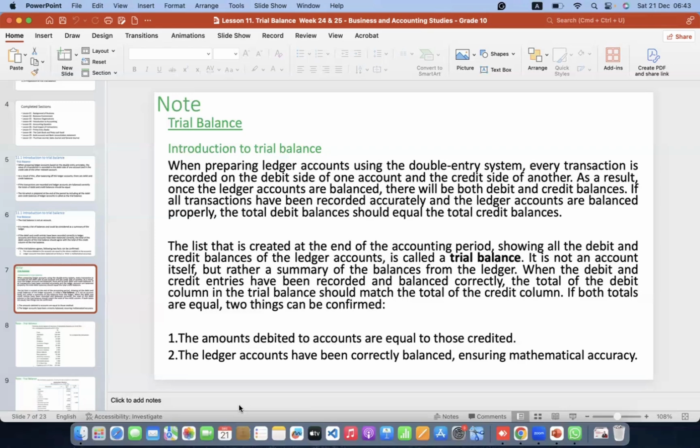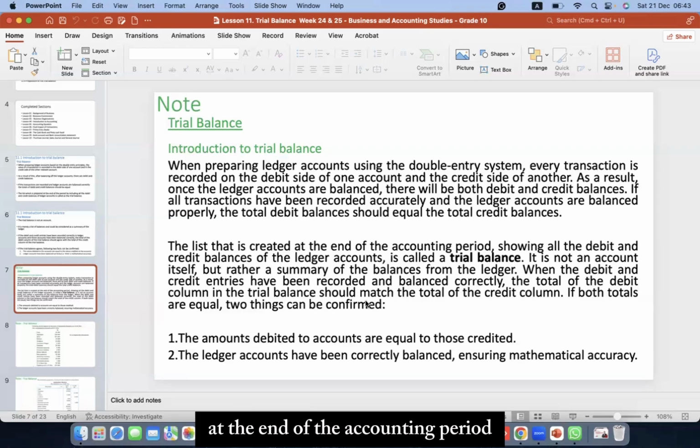the total credit balance. The total of the debit balance should be equal to the total of the credit balance. The list that is created at the end of the accounting period showing all the debit and credit balances of the ledger accounts is called the trial balance.